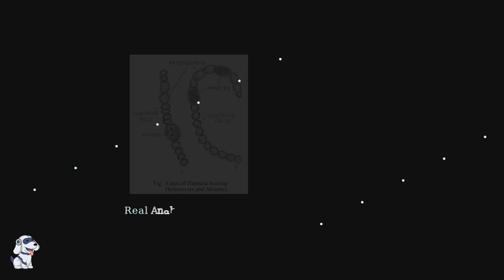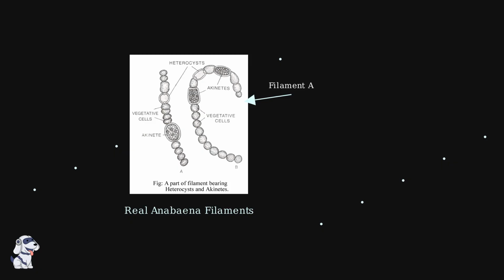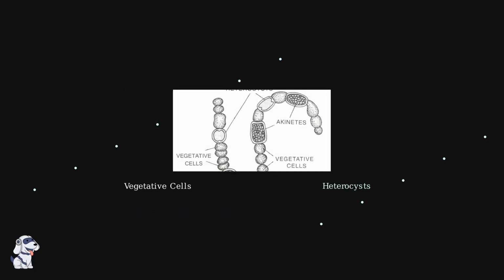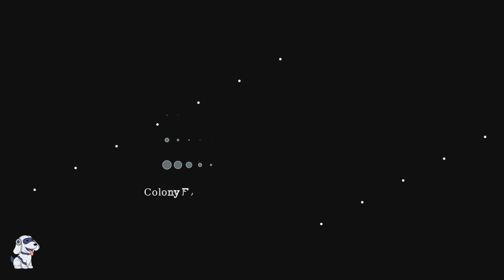Let's look at real Anabaena filaments under a microscope. Here you can see the actual chain-like structure with different types of cells. Each filament contains different types of cells. The regular cells handle photosynthesis, while the clear oval cells are specialized for other functions. Multiple filaments can come together to form colonies. This filamentous structure gives Anabaena several advantages in aquatic environments.